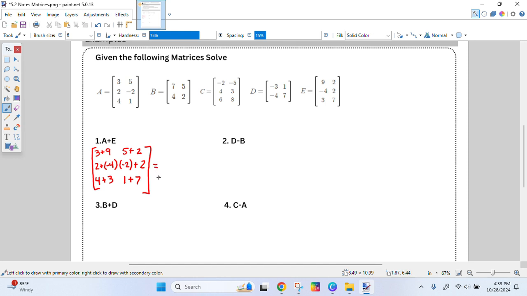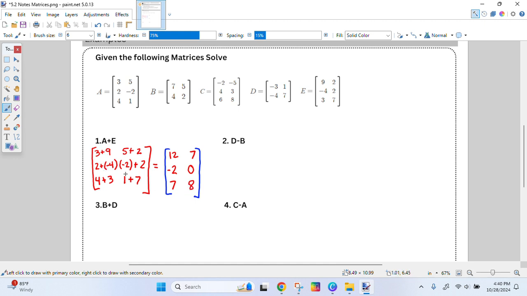And now all I have to do is solve. I'm going to put my solution here in blue. 3 plus 9 is 12. 5 plus 2 is 7. 2 plus -4. Remember, this is a positive and a negative, so they're going to cancel each other out, and we're left with -2 because that was the larger number. Then -2 plus 2, those just cancel each other completely out, so we're left with 0. 4 plus 3 is 7. And of course, 1 plus 7 is 8.